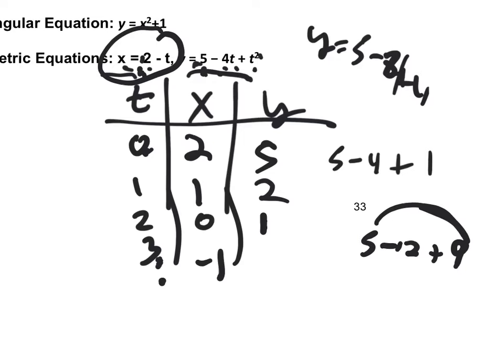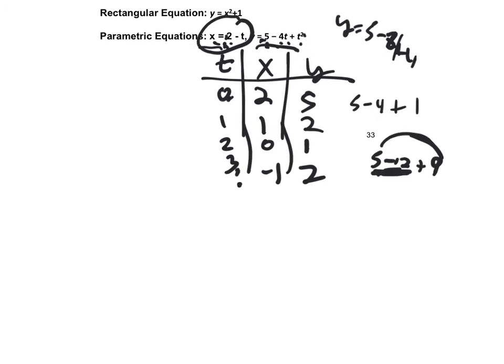12 and 9 is negative 3. Negative 12 plus 9 is negative 3, and 5 minus 3 is 2. Yes, okay. Do you agree? I put 2. So the values are in.